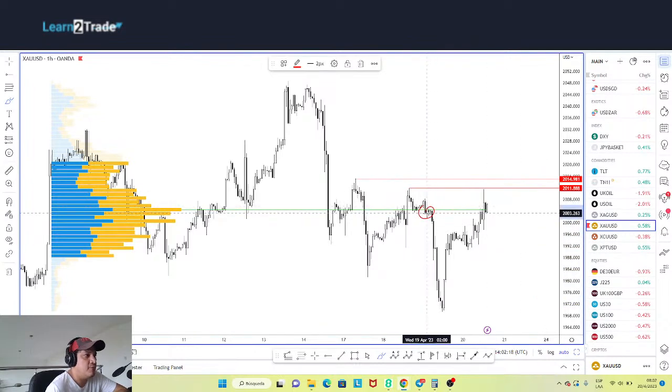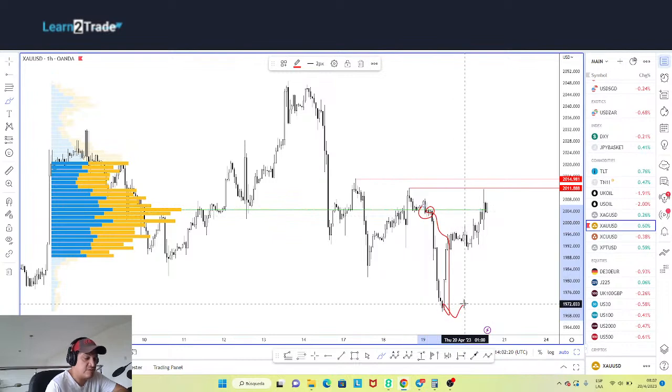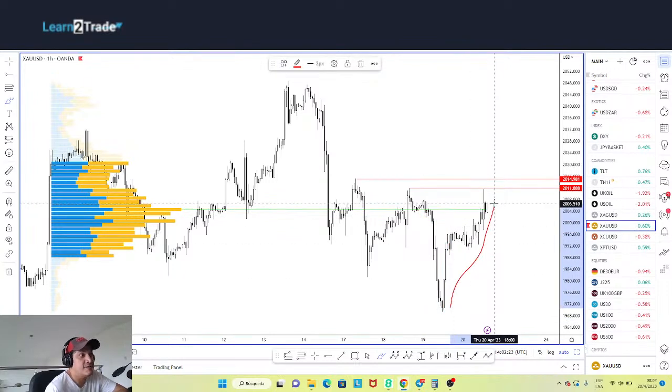Remember what happened yesterday with the VIPs. We rode this 300 pips to the downside, and price has already pulled back 100% of that move.